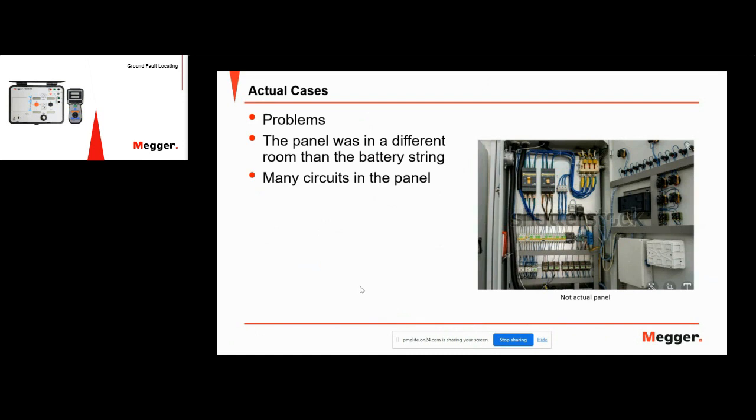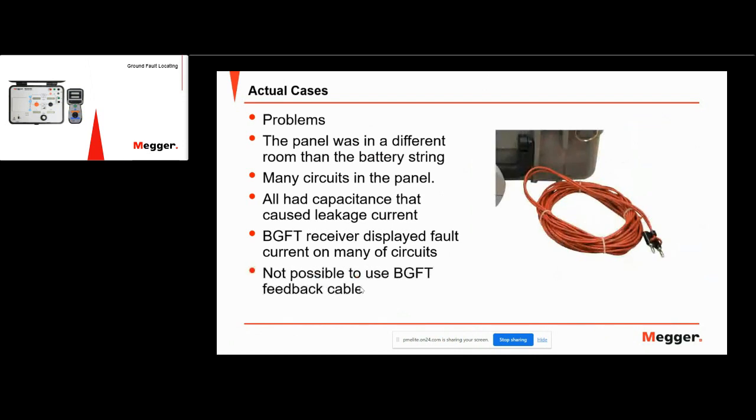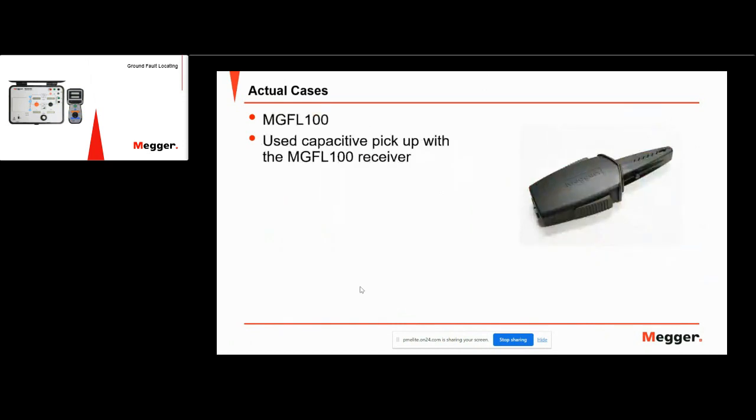So on this particular system, they were only getting one current, the total current. So again, it's very hard to determine which one has the real fault, and they would have to try to tune out each circuit. And it was such low values, it just was not working. You could not locate it. And it wasn't possible, especially since they were in different rooms. Made it very difficult.